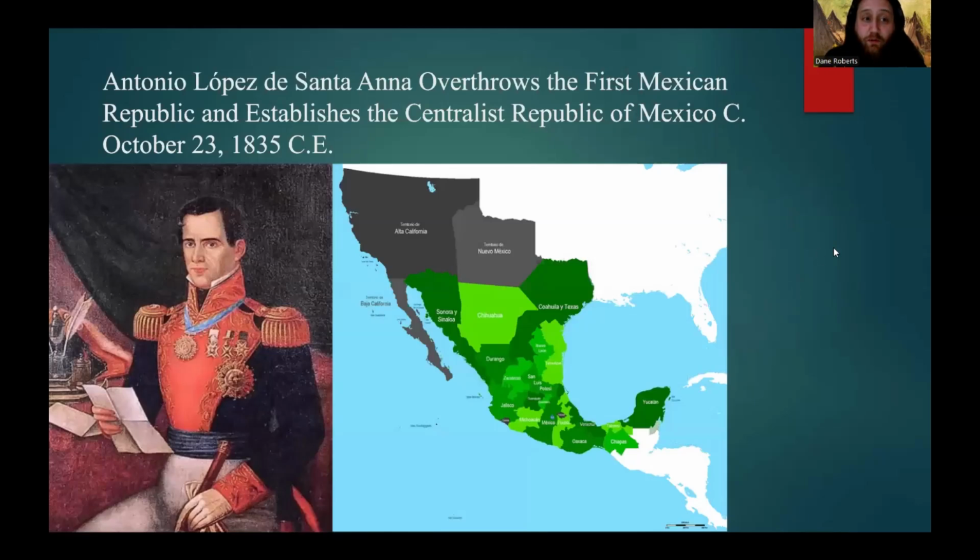However, on October 23rd, 1835 CE, Mexican General Antonio Lopez de Santa Anna would overthrow the first Mexican Republic and would establish the Centralist Republic of Mexico and would insert himself as essentially the dictator. He would call himself president, but again, essentially the dictator of the Centralist Republic of Mexico.